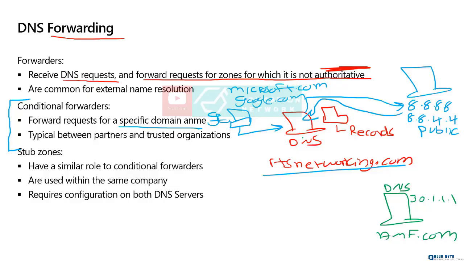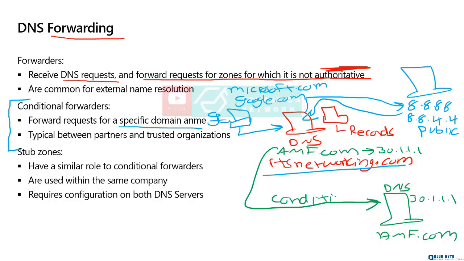I can go to my DNS server here, and I can configure a forwarder that says any request you get for AMF.com will be forwarded to 3.1.1.1. So now, anything with that domain name gets passed to this server. That is a conditional forwarder. Condition being the domain name. Anything not destined for AMF, not for RTS networking, which is the local zone, that is then going to be sent out to the internet to this 8.8.8.8 address. So those will be the two types.